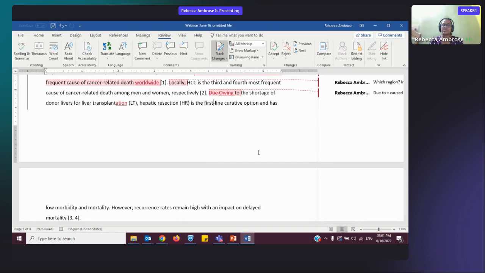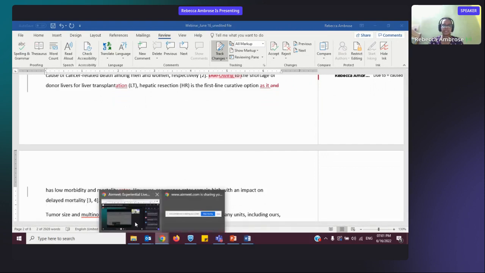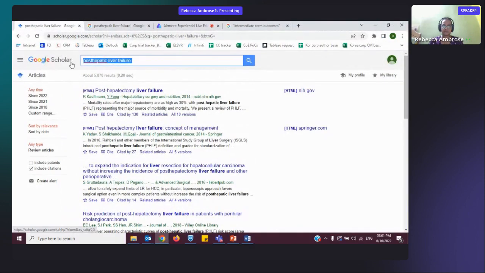Hepatic resection is the first line curative option, and perhaps we can say as it has low morbidity and mortality rates. However, recurrence rates remain high with an impact on delayed mortality. So, delayed mortality again is a proper term.